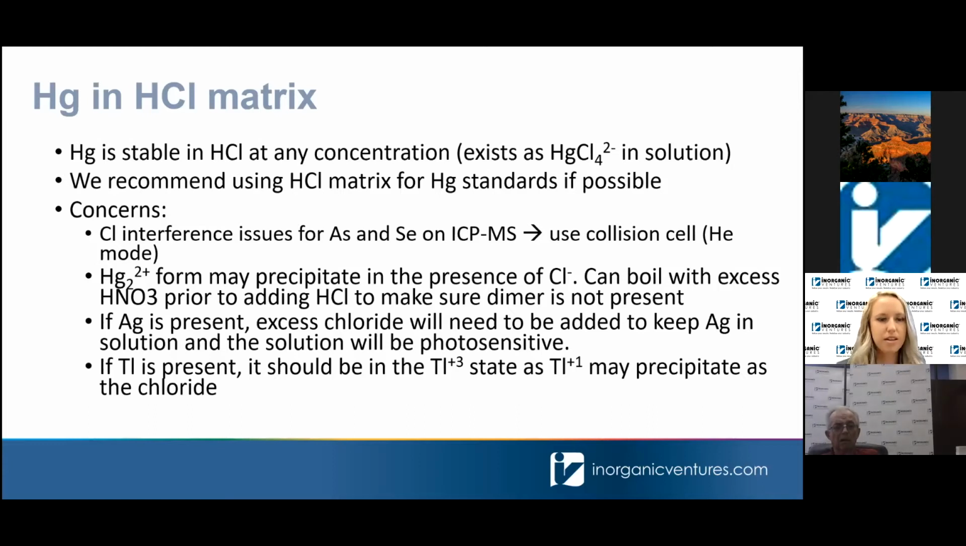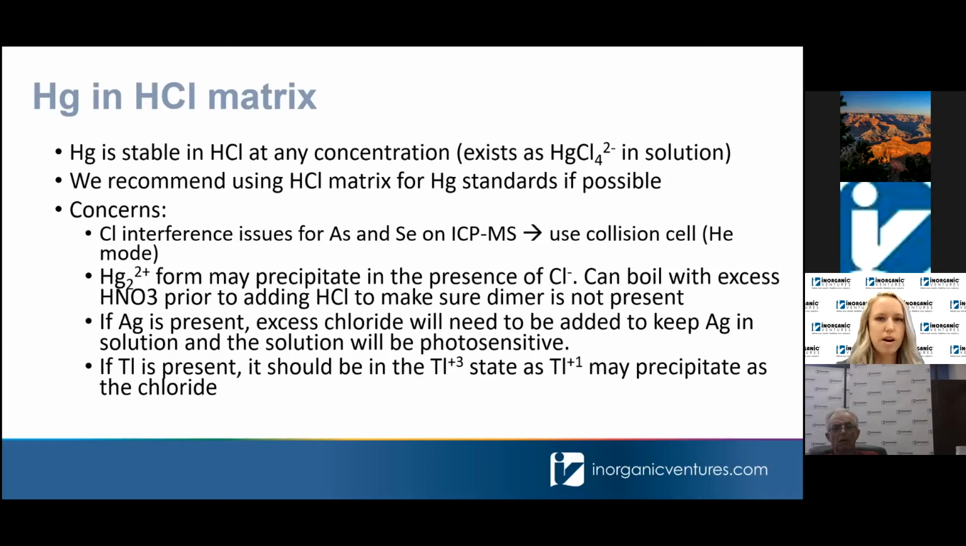So another concern is the disproportionation of the dimeric mercury, Hg2 2+, from interaction with the chloride into the metallic mercury and the mercury +2. So one way that you can make sure that there is no dimer in your standards is to go ahead and weigh out your aliquot so that you know you've already measured out the proper volume of the standard that you want to add, and actually boiling the aliquot with nitric acid to make sure that you don't have any of that dimer present.